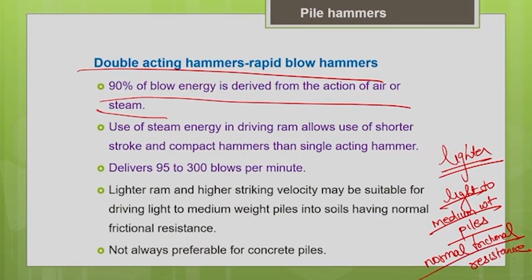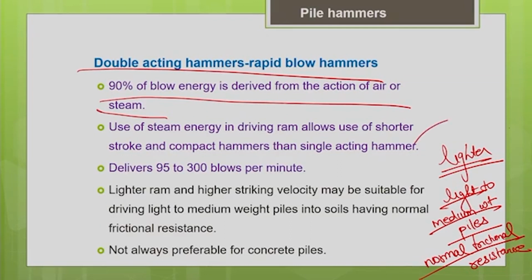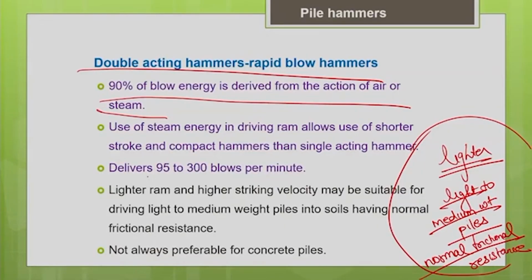In very tight clay, hardened clay with very high frictional resistance, you are not supposed to use these double acting hammers, because they are designed for lighter conditions. That means for light to medium weight piles and for normal soil with normal frictional resistance. It is designed for these kinds of conditions only, and you should never use this double acting hammer for concrete piles, because these hammers have a very high blow rate. If you look into the blow rate, you can see that it will be 95 to 300 blows per minute.